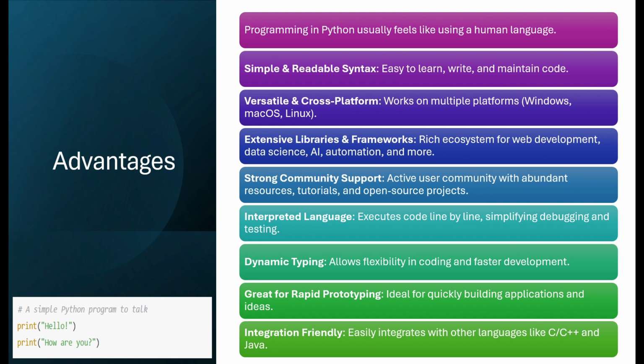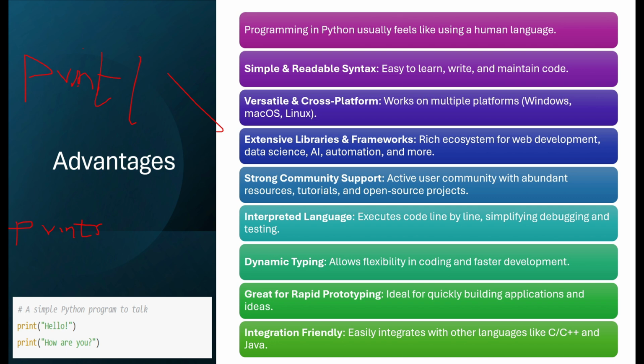Advantages of Python. Programming in Python usually feels like using a human language. So for example, you have the word or the function print. Print is a human language word that almost everyone understands. It shows that something is being outputted. So that is how Python is. Python is very user-friendly. It is simple and it has readable syntax. It's easy to learn, write, and maintain the code.